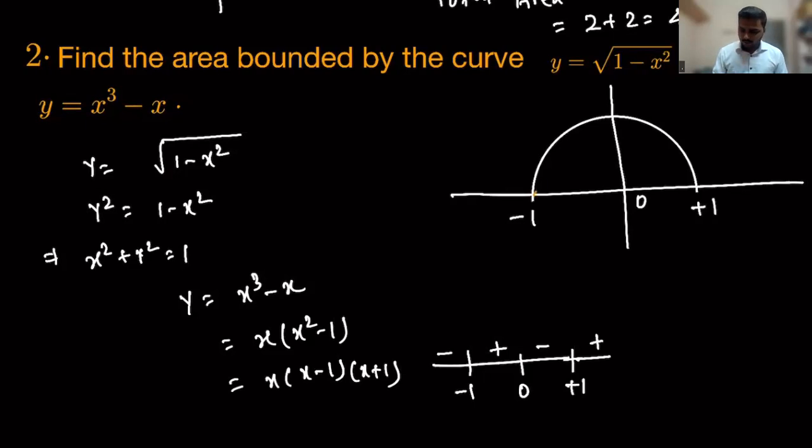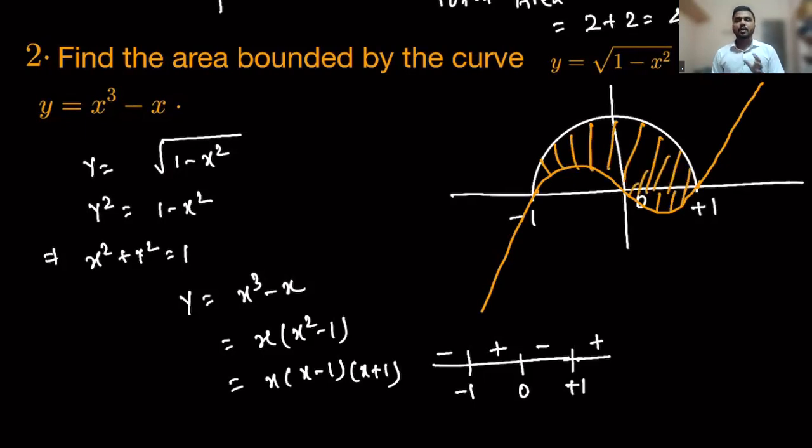That means the graph should become this shape. This one as well as this one. After that, it should be positive and it should be negative. So I have to find the area bounded by the curve. This is the area I have to find. If you check this region, the 0 to 1 region.